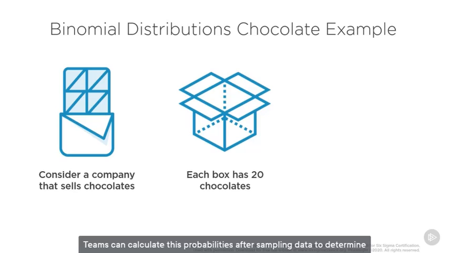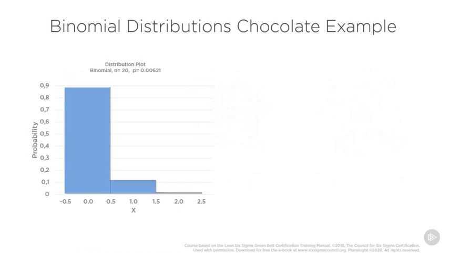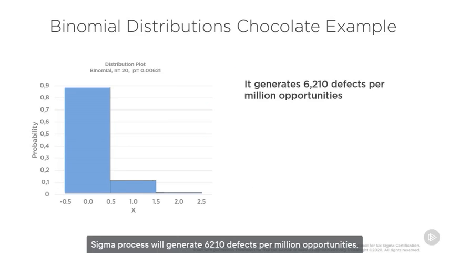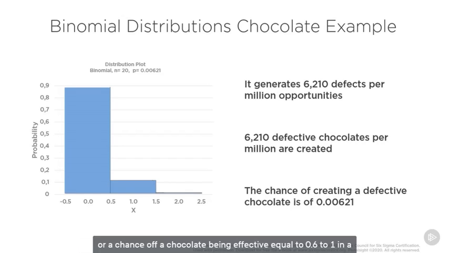Teams can calculate these probabilities after sampling data to determine how often the process generates defective products. What if a Lean Six Sigma team randomly samples the chocolate process and determines that the process operates at a 4 sigma level? Remember that at 4 sigma, a process will generate 6,210 defects per million opportunities. Let's assume that means 6,210 defective chocolates per million created, or a chance of a chocolate being defective equal to 0.00621. In a box of 20 chocolates with p equals 0.00621, Minitab generates this binomial histogram, which you can see on your screen.